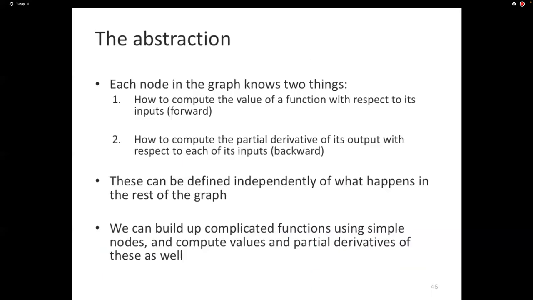This means that every node can be defined independently of what's happening anywhere else in the graph. And because of this property, we can build up really complicated functions. Maybe today you want to use the standard set of activation functions. Tomorrow you want to invent a new activation function that involves the square root of the sigmoid or something like that. You just build it up as a composition of two functions, square root applied to sigmoid. Someone else implemented the partial derivatives for square root and sigmoid. You just have created a new node, which is a new activation function. You don't have to invent its derivative because backprop will take care of it for you.